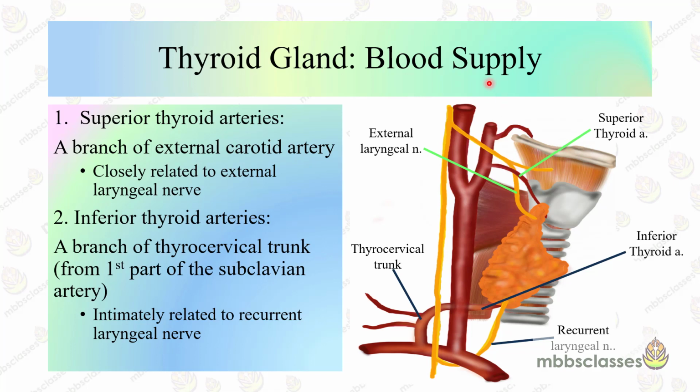So if you see the relation of the arteries with the nerves, you can see from here the superior thyroid artery, which is a branch of the external carotid artery.